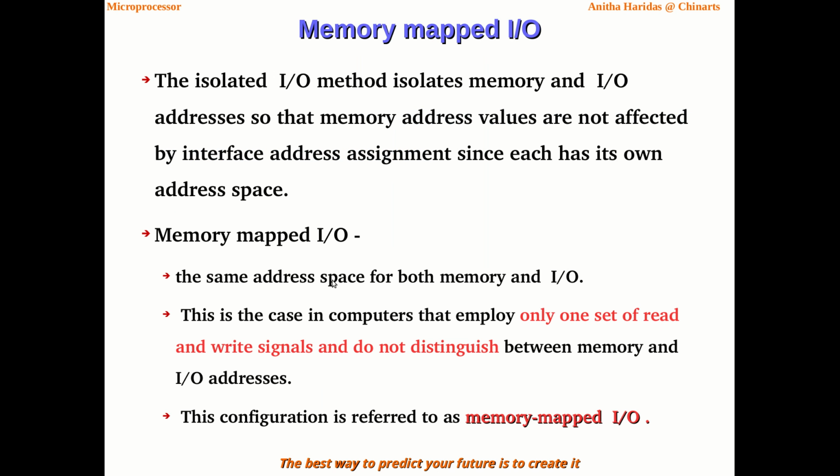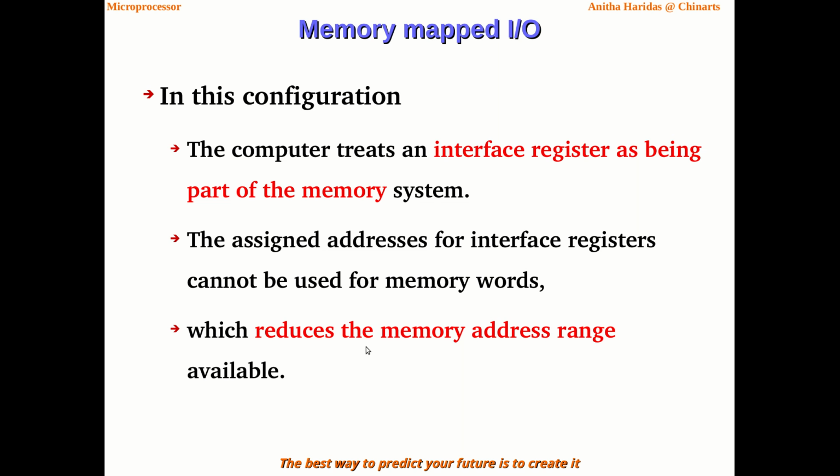In the memory mapped input-output, the same address space must be used for both memory and input-output. That is why we call it memory mapped input-output, because the addresses of the memory and the addresses of the input-output devices share the same address space. Here the interface register is also treated as part of the memory itself. So imagine the memory along with interface registers; it becomes one single unit for the central processing unit.